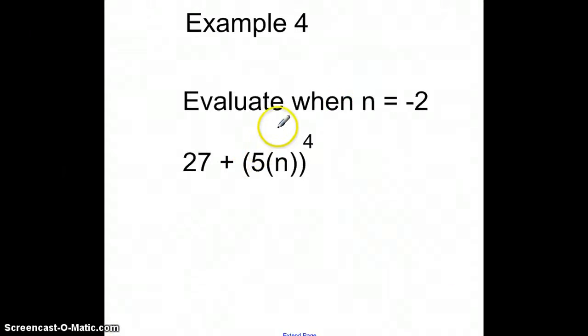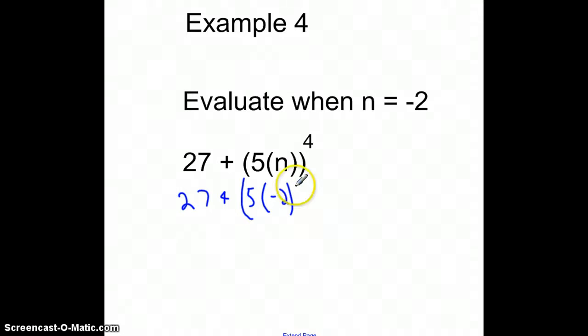So we'll take a look here at another example. This one is technically example 4. Evaluate 27 plus (5n) to the 4th power when n equals negative 2. And we'll see a situation of what we were just talking about here. So let's rewrite the problem exactly how we see it, and plug in my negative 2.